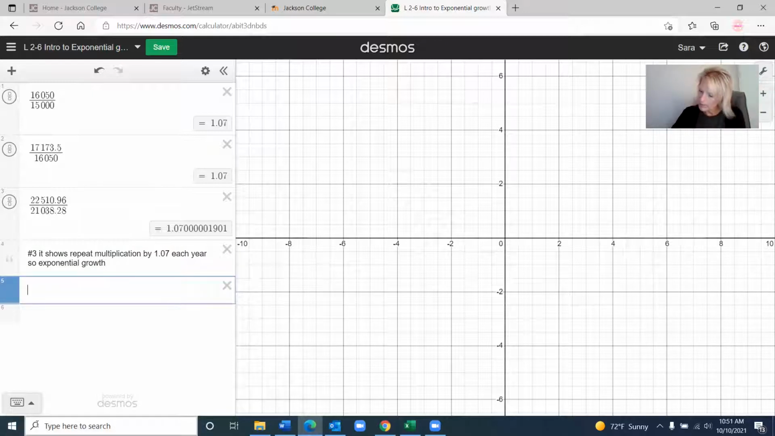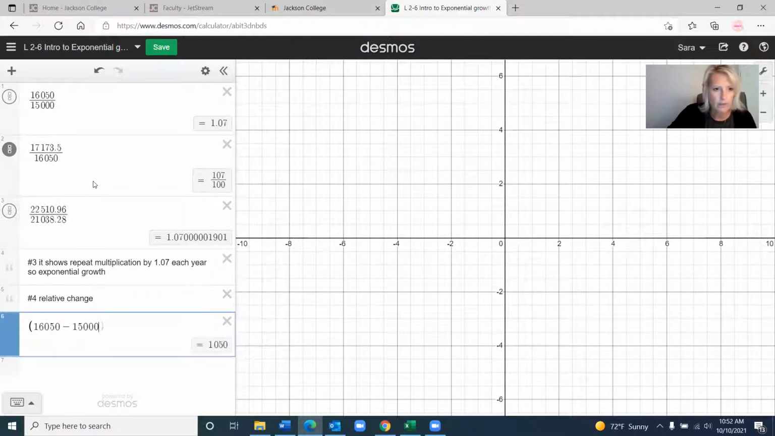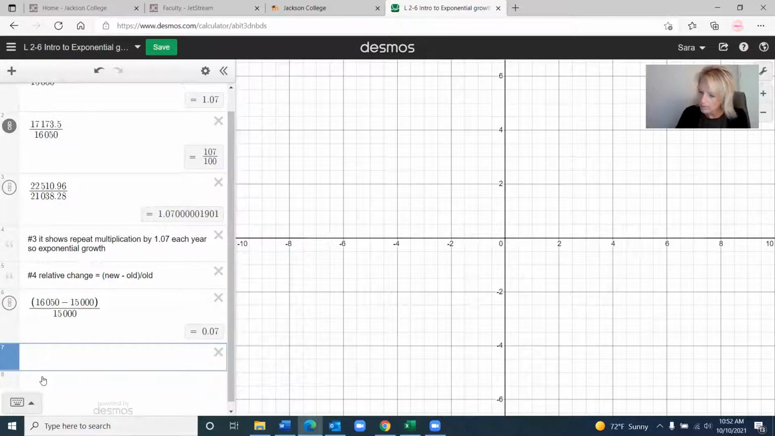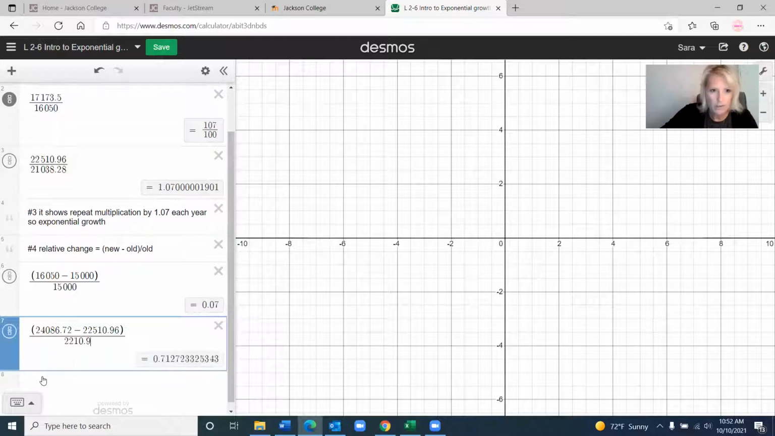Number 4 says find the relative change in value for each year in the total compared to the previous year. So let's do that. I'm going to make another note here. Number 4 is relative change. So relative change, let's do 16,050 minus 15,000. That's the new minus the old, divided by the old, 15,000. That comes out to be 0.07. And I'm going to put that formula up here: new minus old divided by old. And then let's do another one. I'm going to do the last one, 24,086.72 minus 22,510.96 divided by 22,510.96.